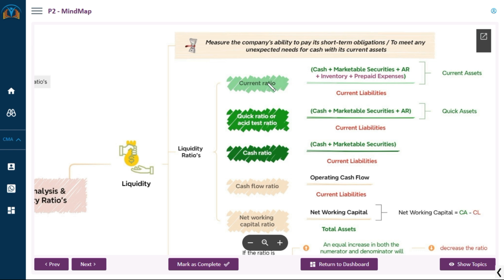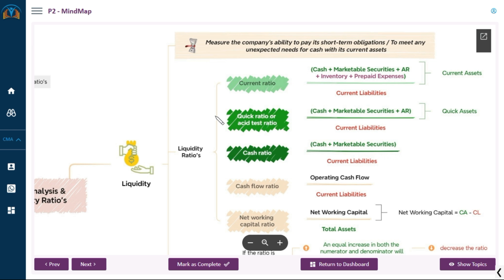Now let us see why it is marked in green. So this is darker green because this is more conservative. So this is less conservative. Quick ratio is more conservative, and cash ratio is more conservative. Why? Because here we include inventory and prepaid expenses. Here inventory and prepaid expenses are not included. Here your accounts receivable is not included.